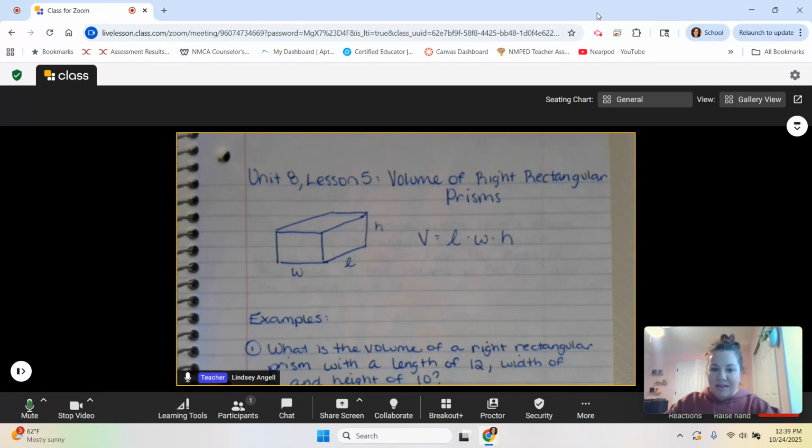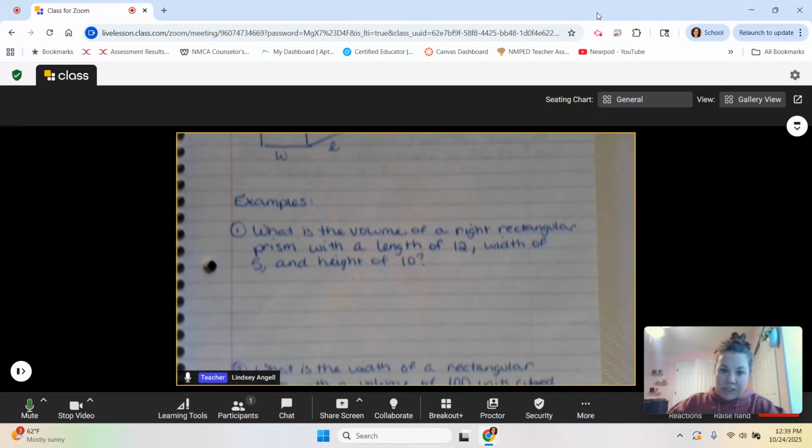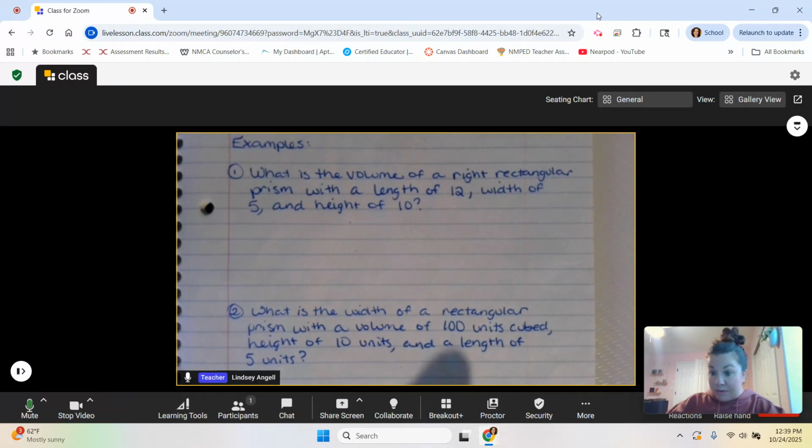All right. The area of the base would be like length times width, right? And then you just multiply it by the height. It's like how many of those bases do you have? Okay, so that's basically what it's talking about. So let's get into some examples.